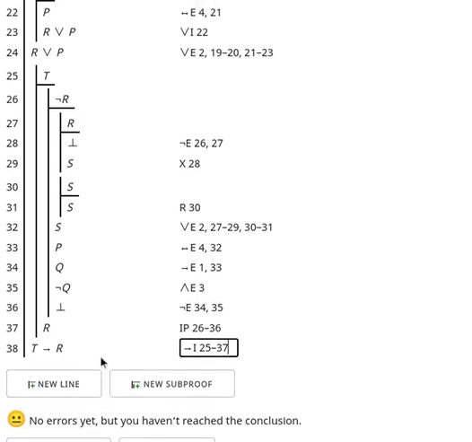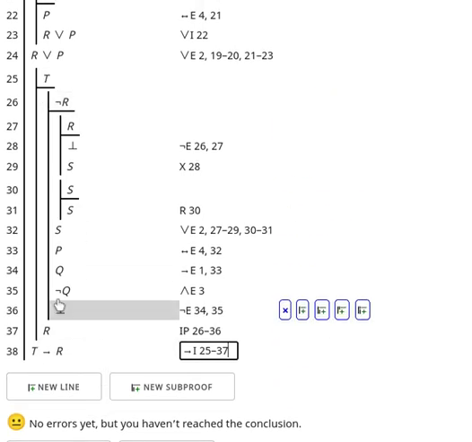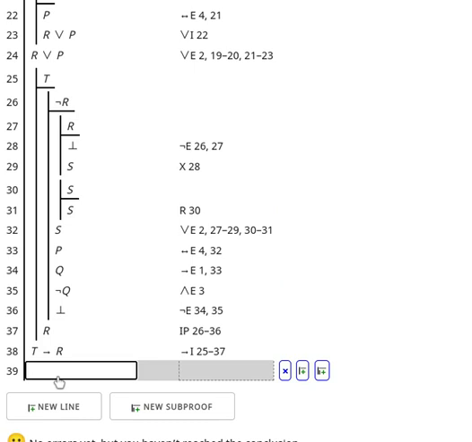Okay, now we're finally on cleanup. R or P, T implies R. R or P, and T implies R. This is and introduction on lines 24 and 38.